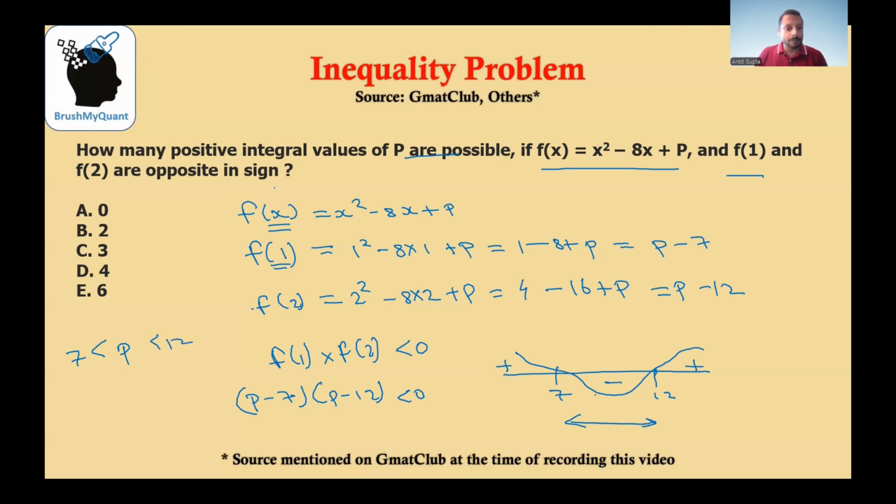And they are asking how many positive integral values of p are possible. So the possible values are p can be 8, 9, 10, and 11. So answer will be 4 values, or will be option number D.